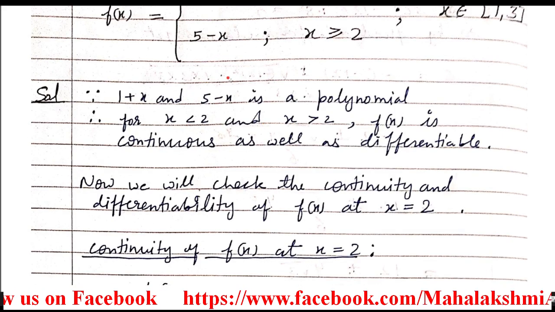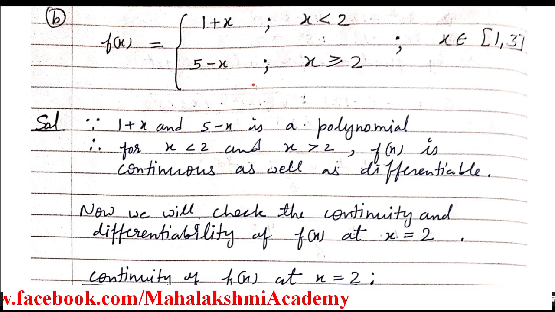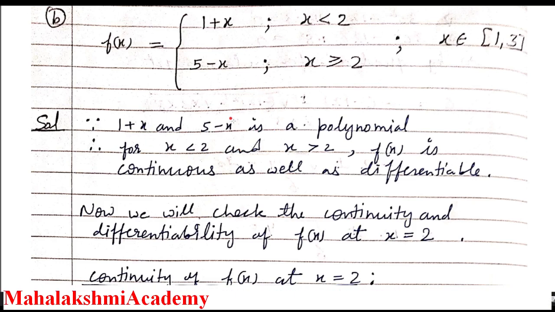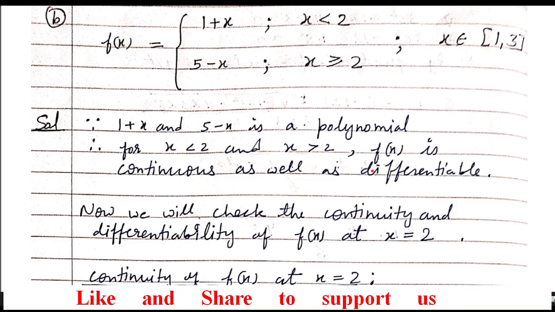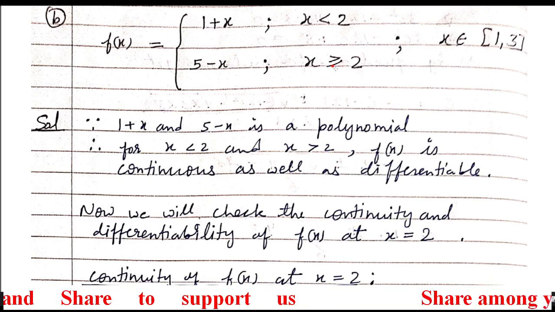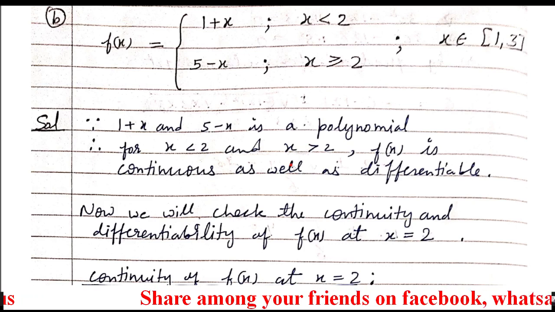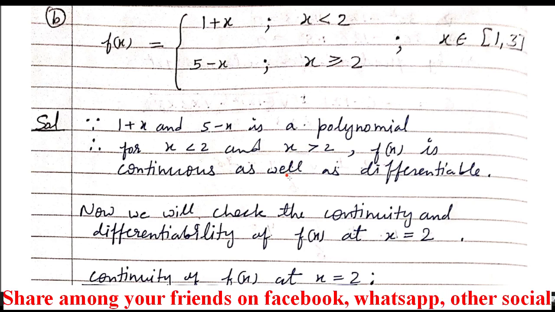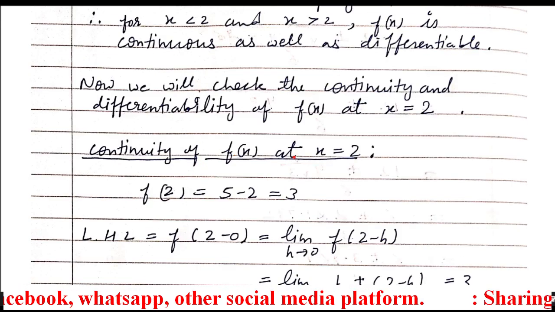Whenever a polynomial function is treated like this, we have to proceed in a particular way. It's a unique question. Here we write down that both are polynomial. For x, whatever constraints are there, just write down, only for less than and greater than, not for equal to. The function is continuous as well as differentiable there, but we have to check for the equal to, meaning for x equal to 2 only, we have to check whether the function is continuous and differentiable or not. So first we check the continuity of f(x) at 2.